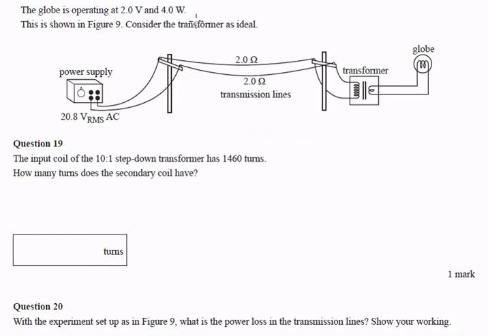So the globe is now operating at the values it wants to, 2 volts and 4 watts, and the transformer is an ideal transformer, a step down transformer, and it's 10 to 1. So the input coil has 1460 turns. How many turns does the secondary coil have? It's 10 to 1, so it's 1460 to something. Divide by 10. We do the same thing, divide by 10, and we get 146.